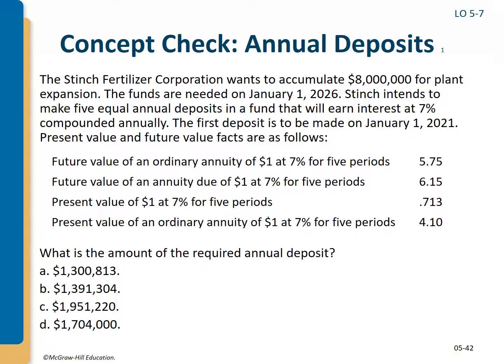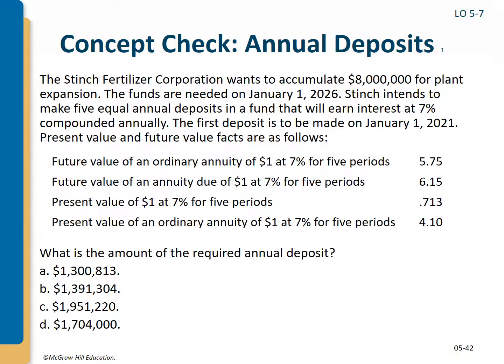Okay. So we want to determine the payments. Usually to determine the future value, we take payment times amount from the table. So I'm going to go to the future value of an annuity due table, which is table 5. I'm going to look up 7% interest for 5 periods.